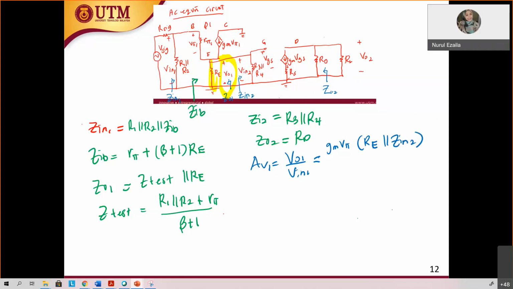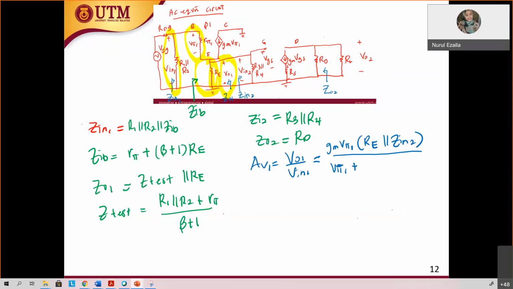All right, so tell me the V in 1. V in 1, student, is across this node, from the base to the ground. What can you relate at the V in 1? Can I say V in 1 equal to the V pi 1 plus the voltage across RE? Yes. So V in 1 is equal to the V pi 1 and also the V at RE, the total voltage across that node.